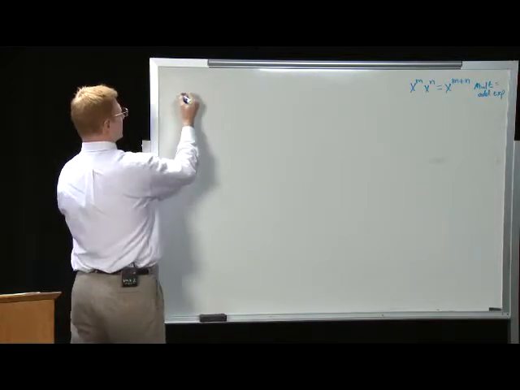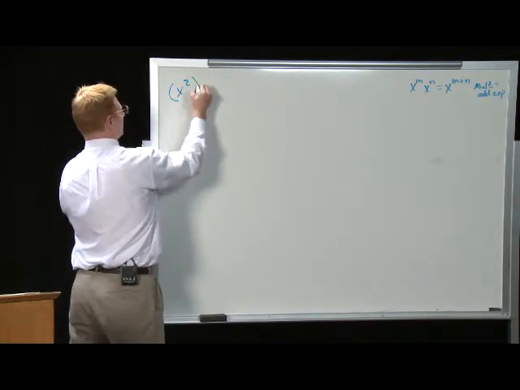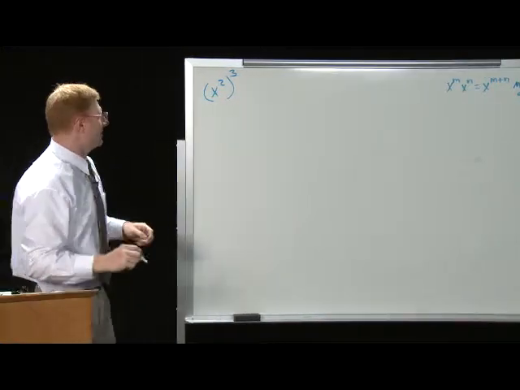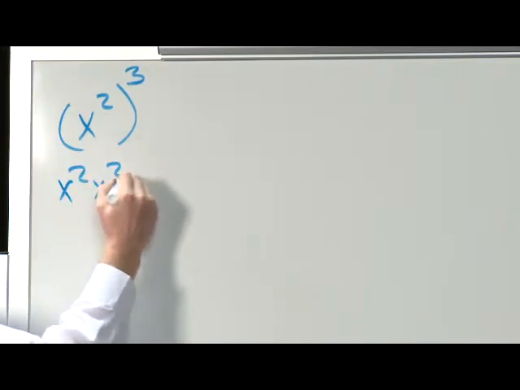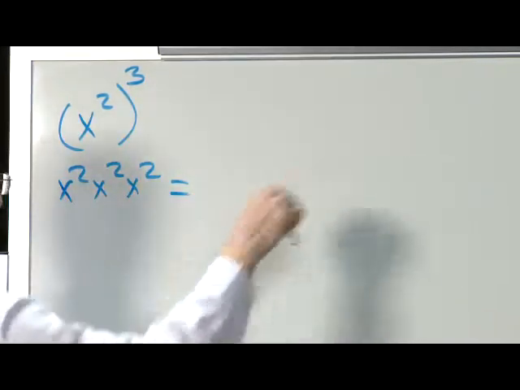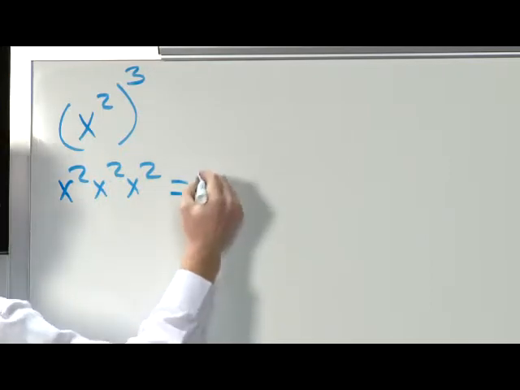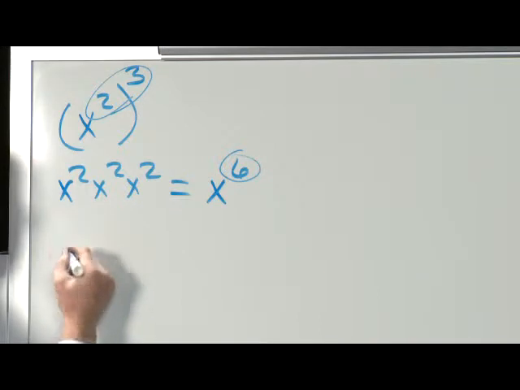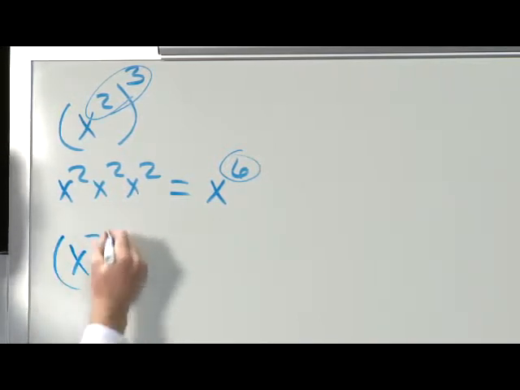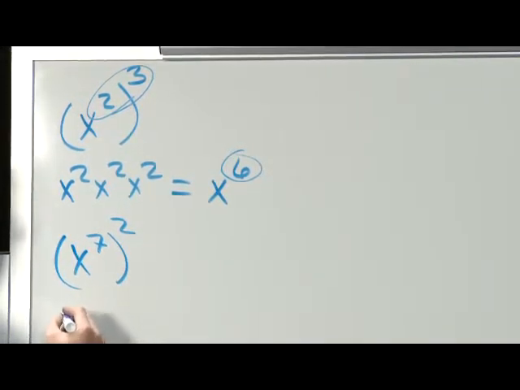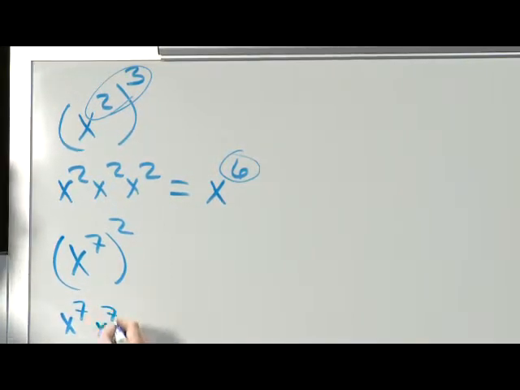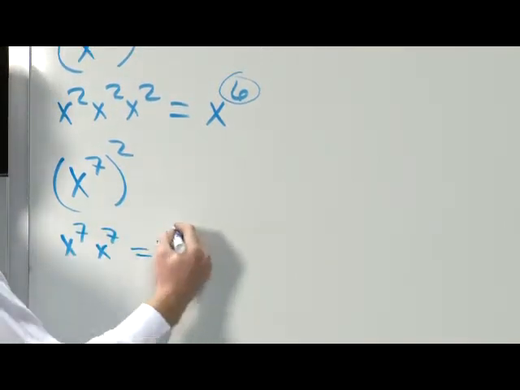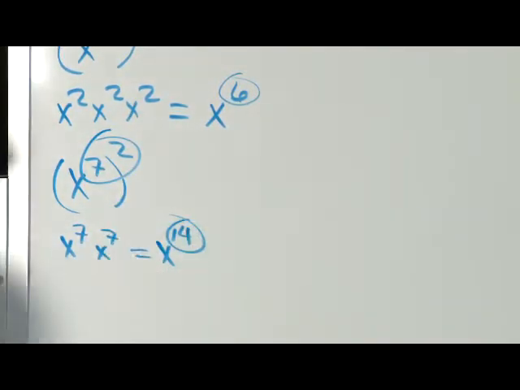See what happens when you take x squared and take that cubed. This means we have x squared times x squared times x squared. Well, by that first rule, we have 2 plus 2 plus 2 is 6. 2 and a 3 gives us a 6. Let's try another one. X to the 7th squared. It's going to be x to the 7th times x to the 7th. According to that first rule, 7 and 7 is 14. Any idea what happens there?